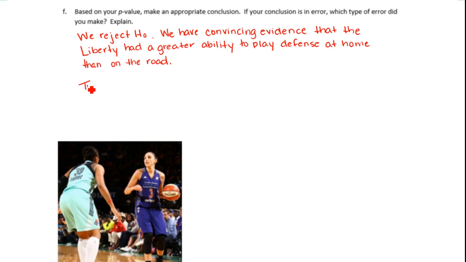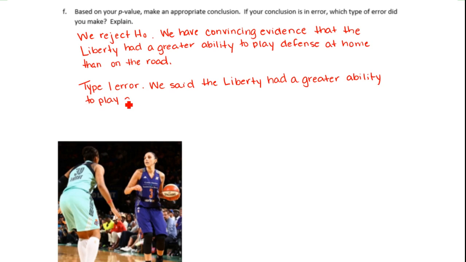And explain, we would just say, we said the Liberty had a greater ability to play defense at home than on the road, but in reality it was the same.